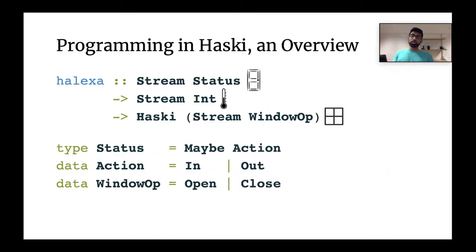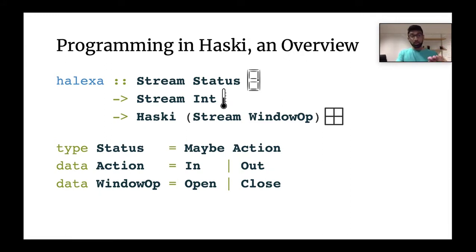Okay, so let's get back to Alexa. How should we program Alexa in Haski, right? Alexa is essentially going to be a simple function which accepts two stream inputs, one indicating the status of the user and the other indicating the temperature, hence a stream integer. Status is essentially an optional action, or a maybe action, which can be in or out. And the output stream is that of a window operation, which can be either open or close. These are the types that we're going to set up for our program.